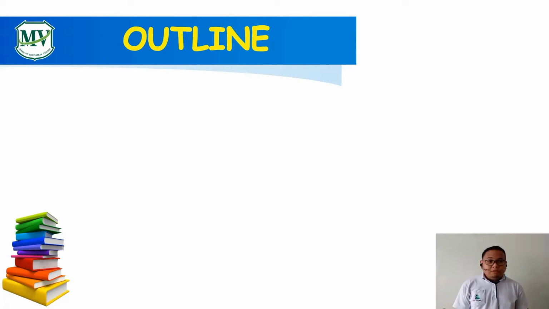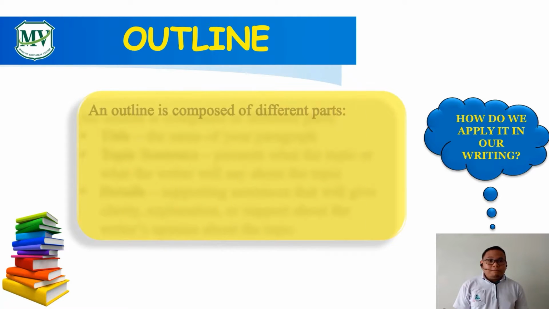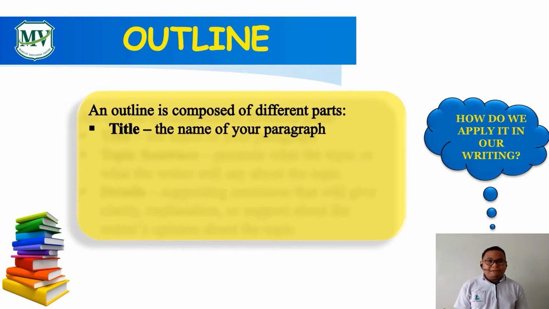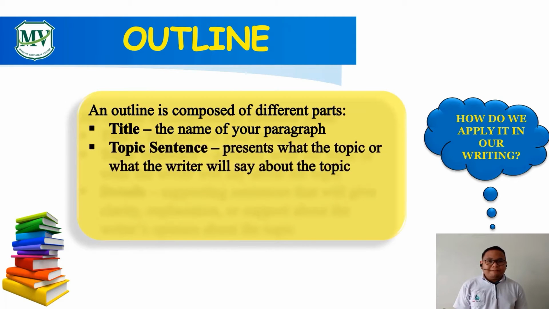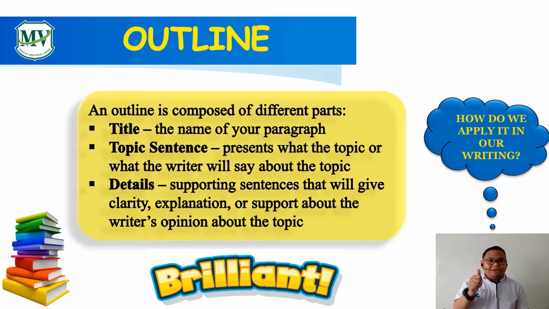Now, how do we apply it in our writing? To apply it, we must keep in mind these important parts as it will serve as our guide while writing. Title. This is the name of your paragraph. Topic sentence. This is where we can find the main idea or the writer's opinion. And last, details that would give clarity and explanation to our topic sentence. Were you able to follow? Brilliant job.